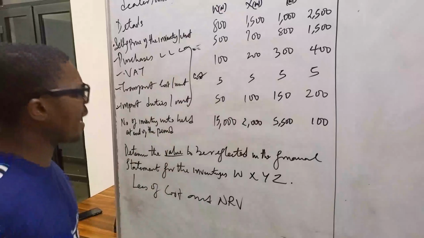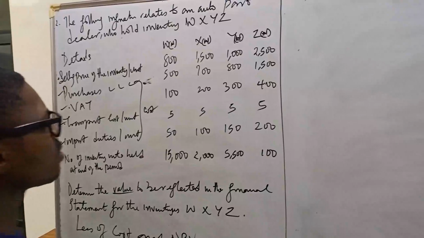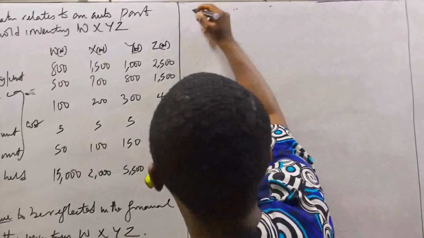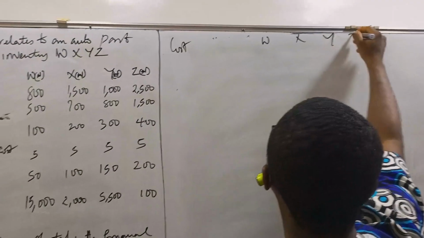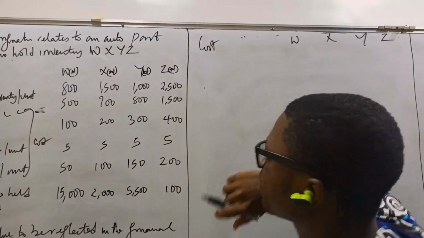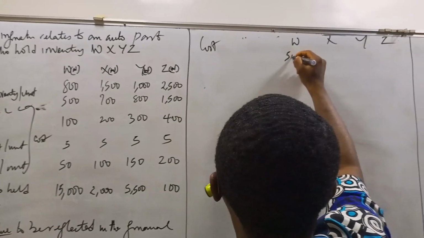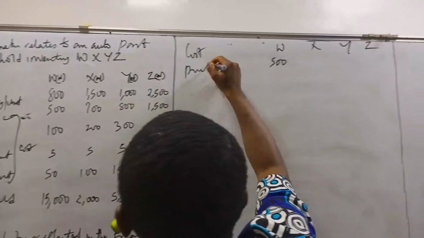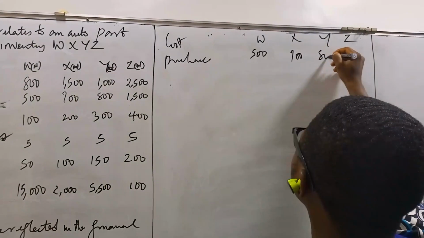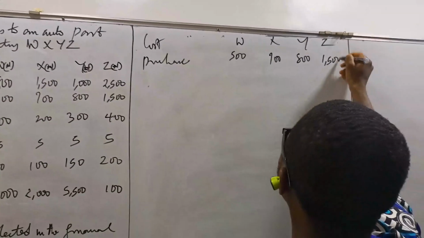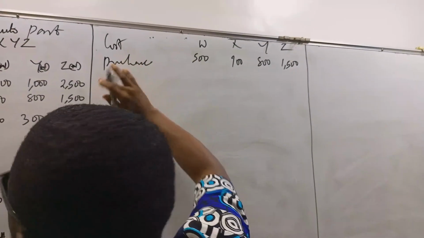Now let's go ahead to get our cost. Our cost for WXYZ will be 500. That's our what? Purchase 700, 800, 1,500. We have our VAT, which is not per unit, so we hold on to that.